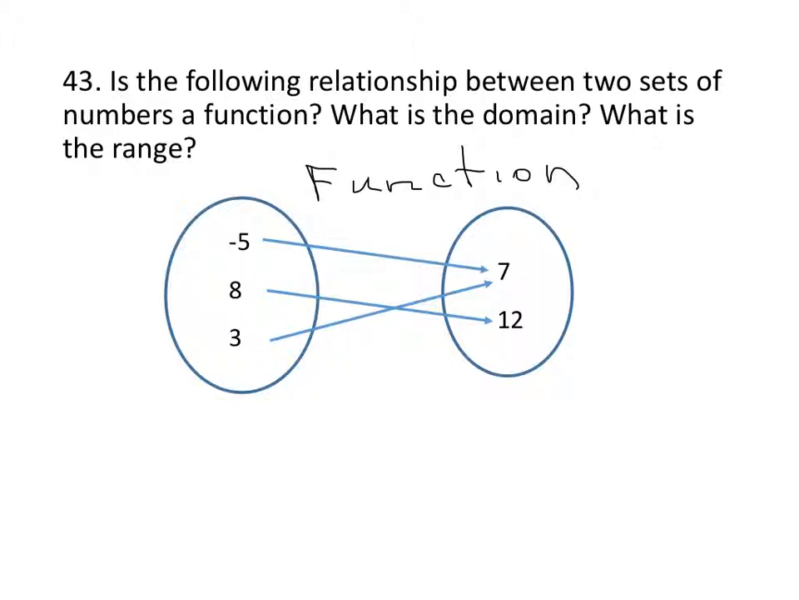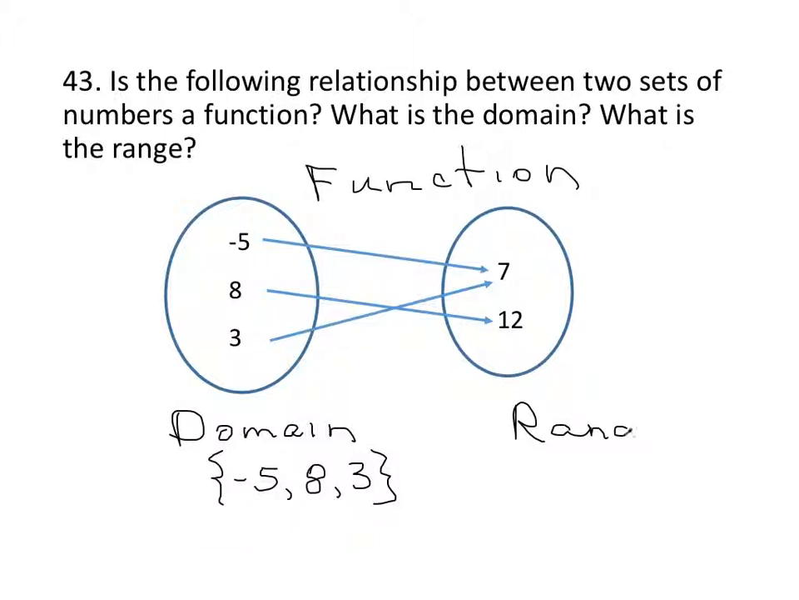And the domain is your input. So this is the domain, which is negative 5, 8, and 3. And your range is your output, which is going to be 7 and 12.